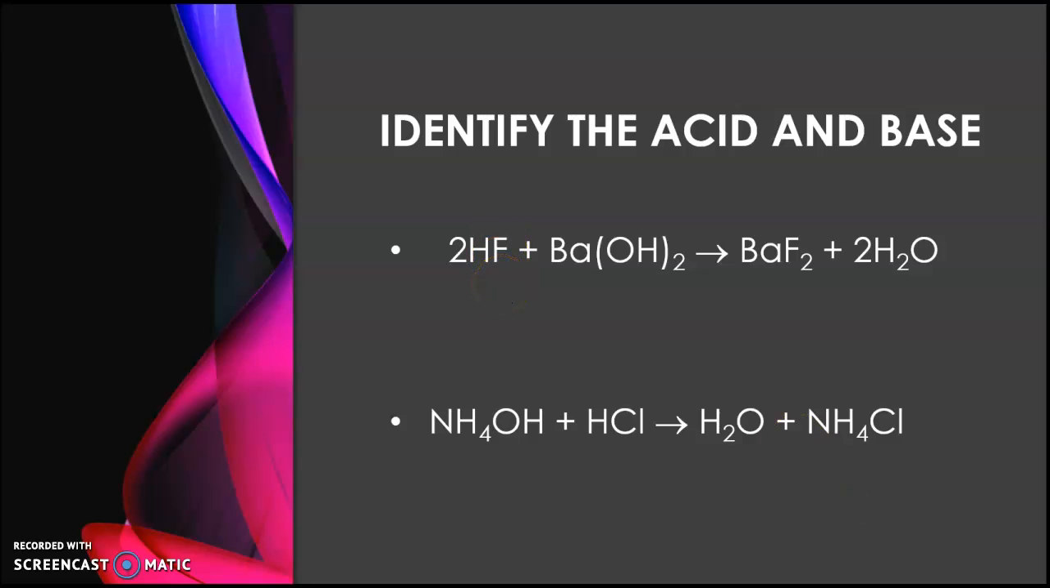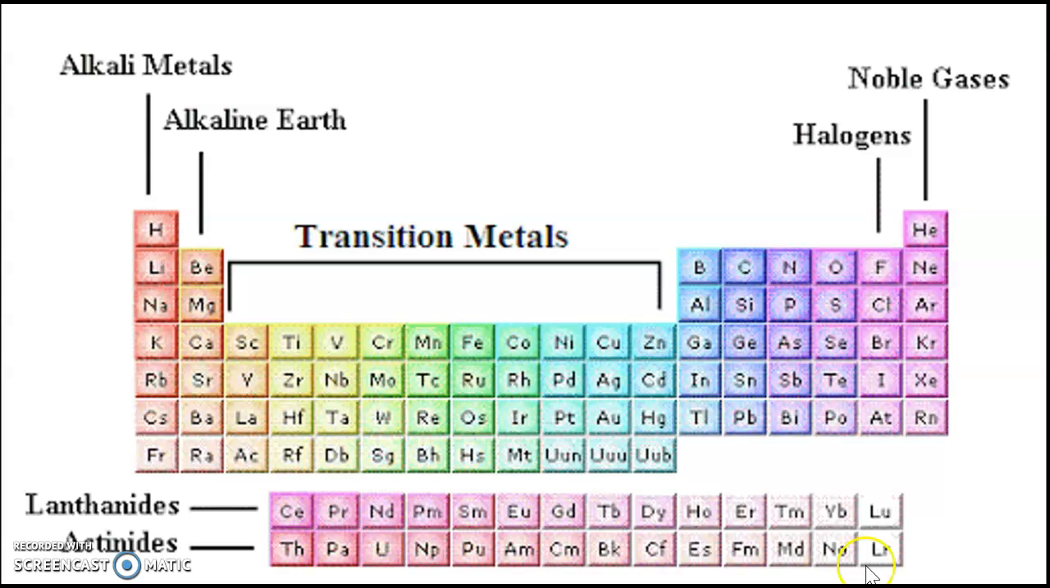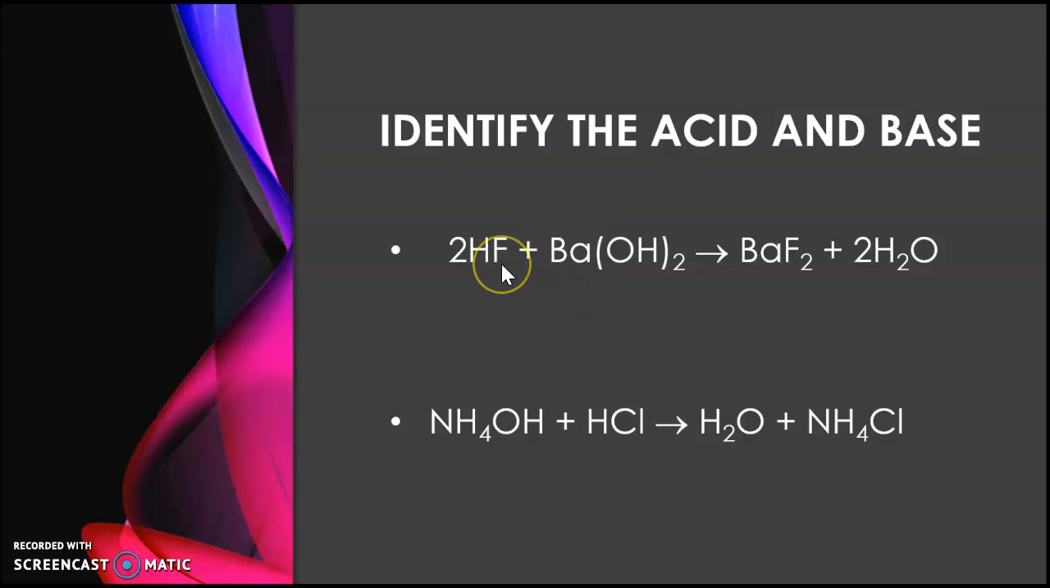Another trick, let's go back to our periodic table. We can look at our halogens, our halogen row here. If we combine a halogen with hydrogen, we very well might have an acid. So we can identify HF as an acidic compound right here. All right, so there's our base, there's our acid.